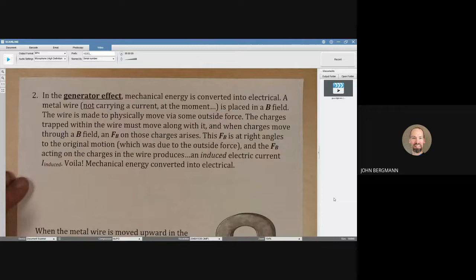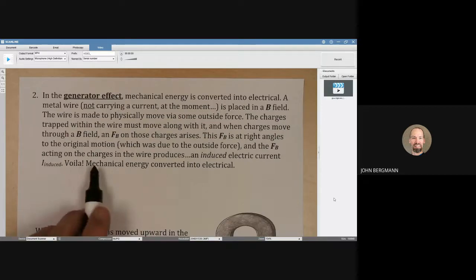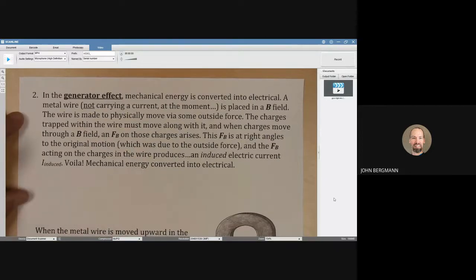In the generator effect, mechanical energy is converted into electrical. A metal wire, not carrying a current at the moment, is placed in a magnetic field. The wire is made to physically move via some outside force. The charges trapped within the wire must move along with it. And when charges move through a magnetic field, a magnetic force on those charges arises. This magnetic force is at right angles to the original motion, which was due to the outside force, you remember. And the magnetic force acting on the charges in the wire produces an induced electric current. Mechanical energy converted into electrical.